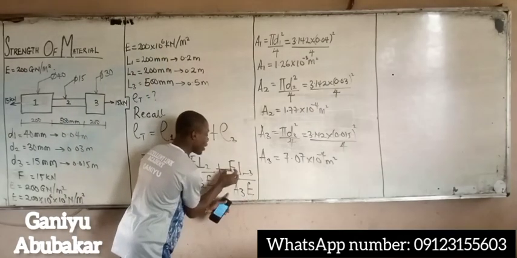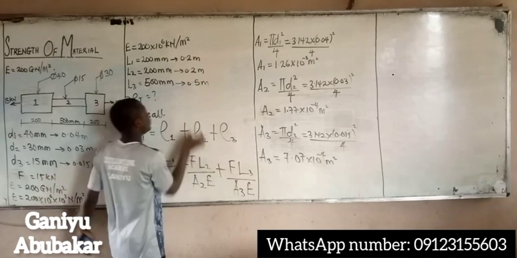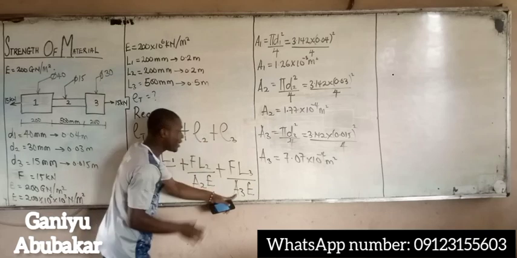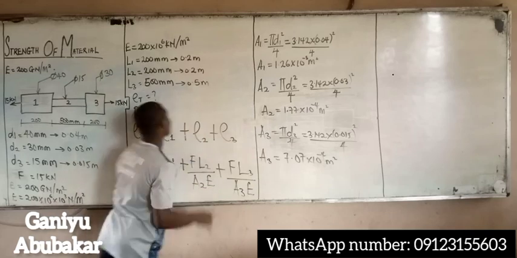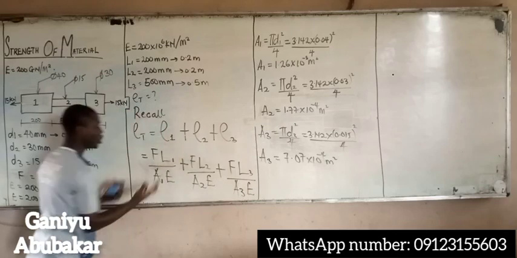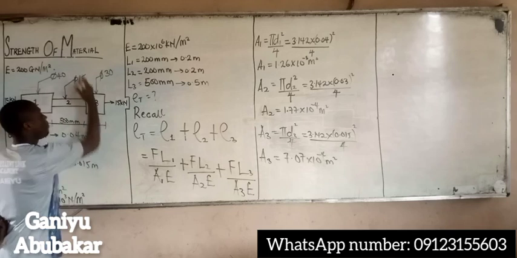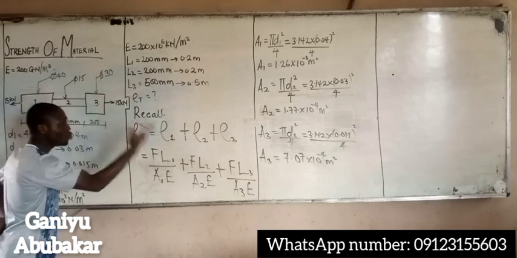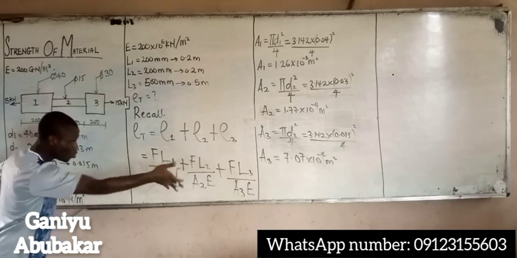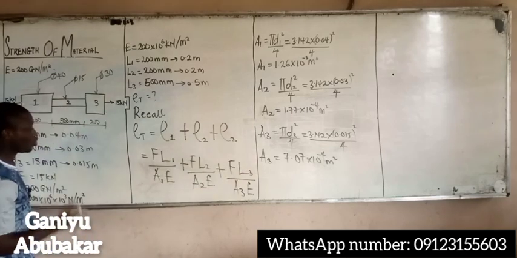Section 3 now, check: F is given 15 kilonewton. L3 is given to be this. Also, A3 is this. E is given to be this. So obviously I can find the total elongation at this point. So when you start listing parameters this way, it tells you where you are going and what you need to do. So I'm able to illustrate this way now.